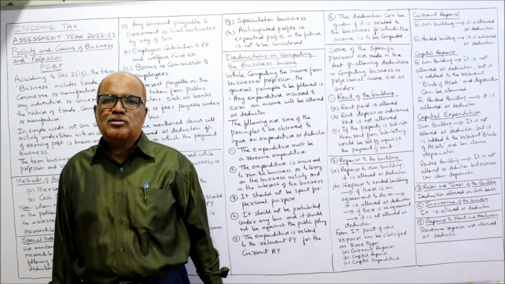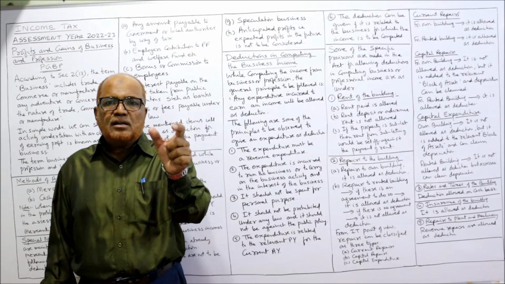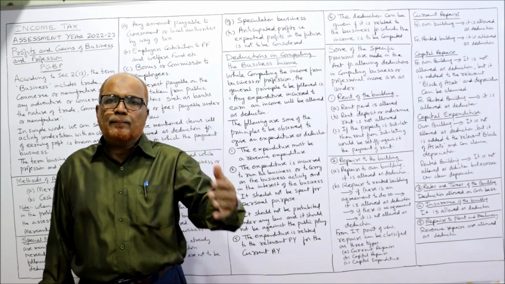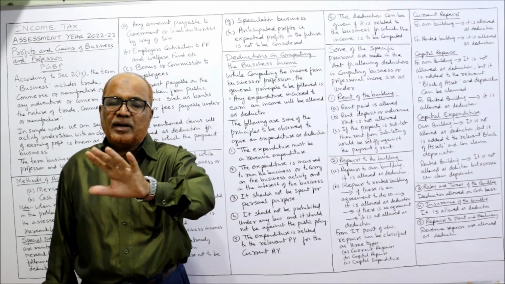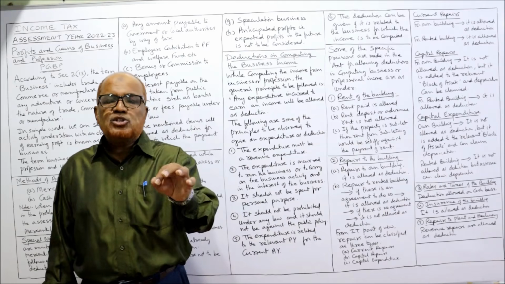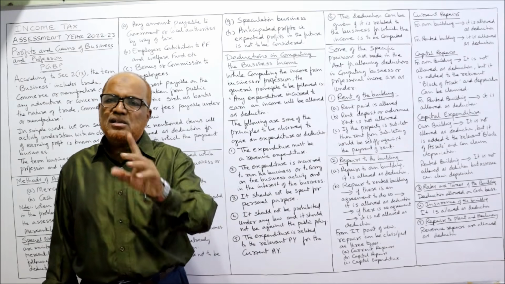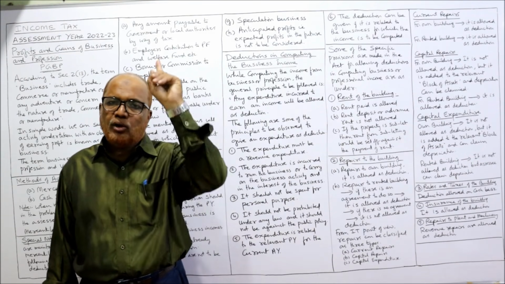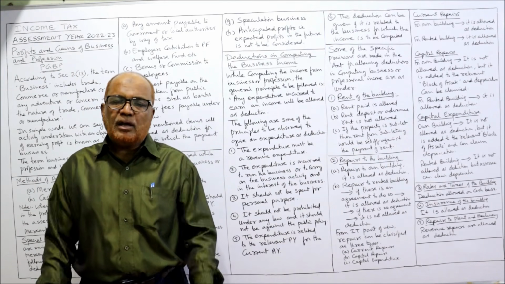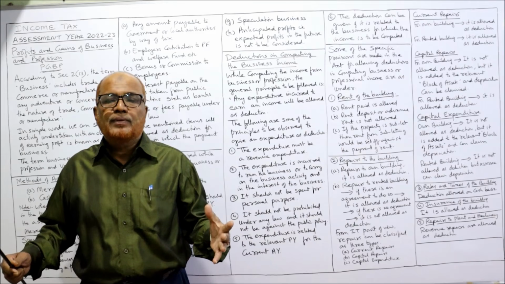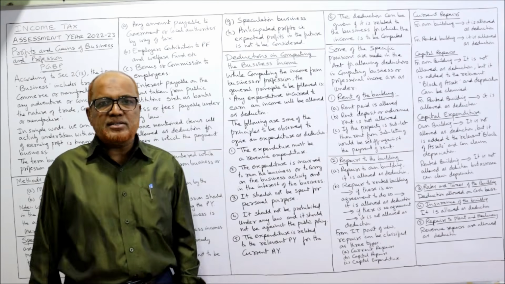Examples: salary paid, rent paid, telephone bill paid, electricity bill paid. These are examples of recurring revenue expenditure. So only revenue expenditure will be allowed as deduction. Capital expenditure is not allowed. Capital expenditure is that expenditure whose benefit will accrue for a long period of time. The expenditure is incurred only once, but the benefit will accrue for a long period of time. Examples: machine purchased, furniture purchased, motor vehicle purchased. It's a capital expenditure. Capital expenditure will not be deducted. Revenue expenditure will be allowed as deduction.